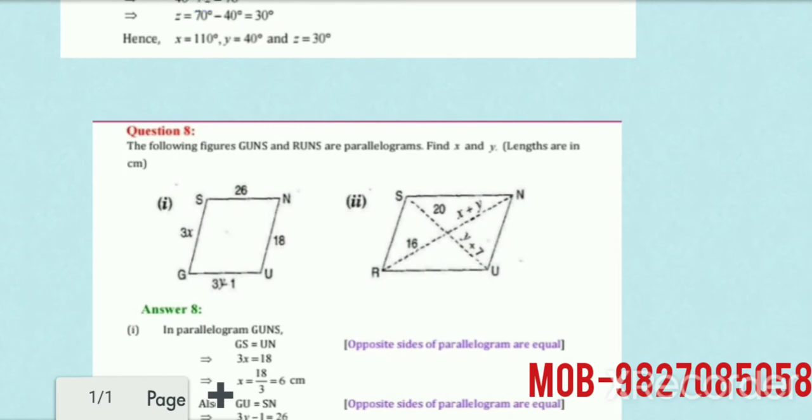This is our answer. Now question number 8: the following figures. The first figure is a gun and the second figure is a run. Find the value of x and y in both questions.